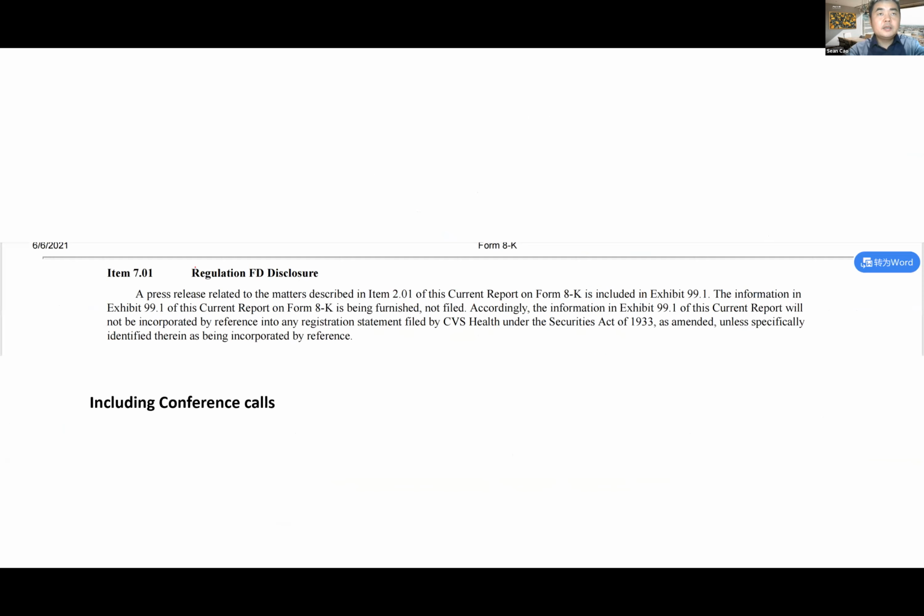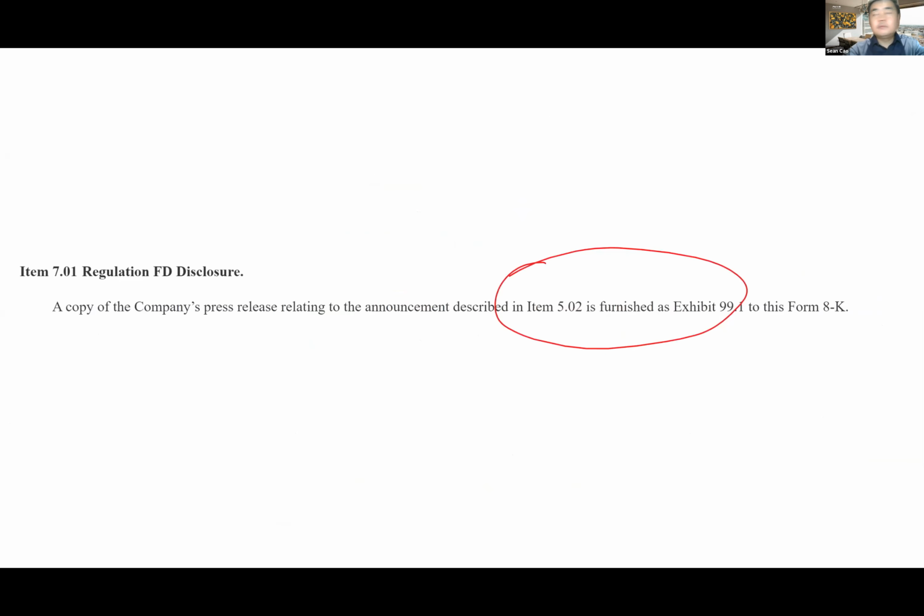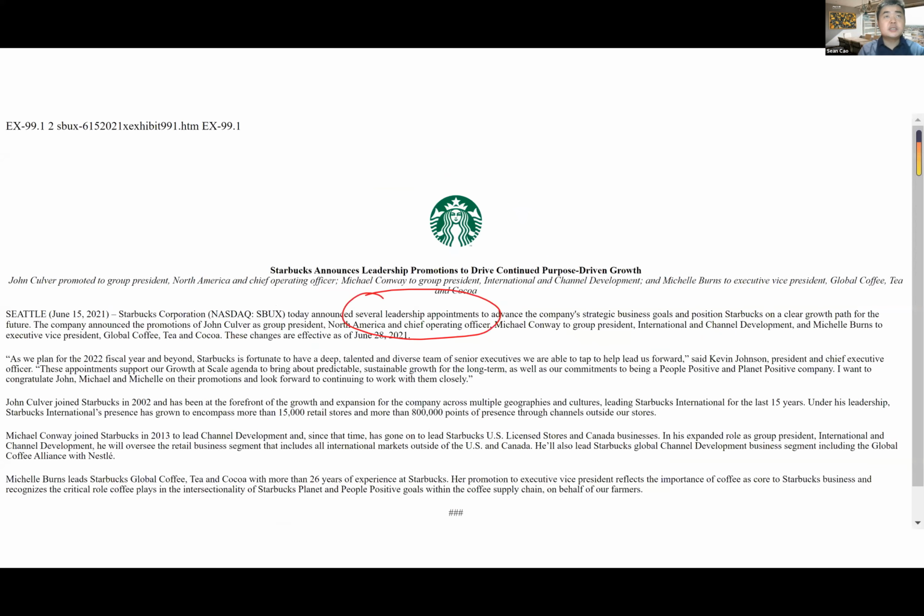And so what do we have? You can see the same thing happening here. If you want to get the news, you have to go to the exhibit. Same thing we saw before. So this is the exhibit. So what's the news about? The news is about two things.